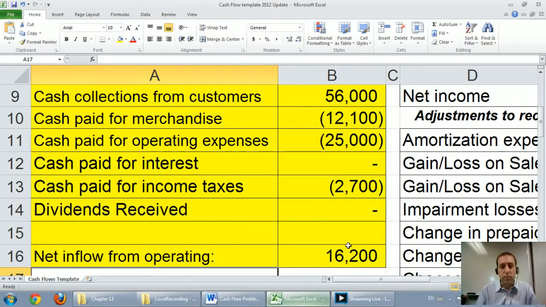All right, so we finished the direct method. Now, I just want you to take a quick look at it. It shows us where our money's coming from, our customers, where we're paying our money out, for merchandise, for operating expenses, and for income taxes. And it kind of gives you a feeling about how the company gets its money and how it spends its money. I think it's a very good way of doing things.